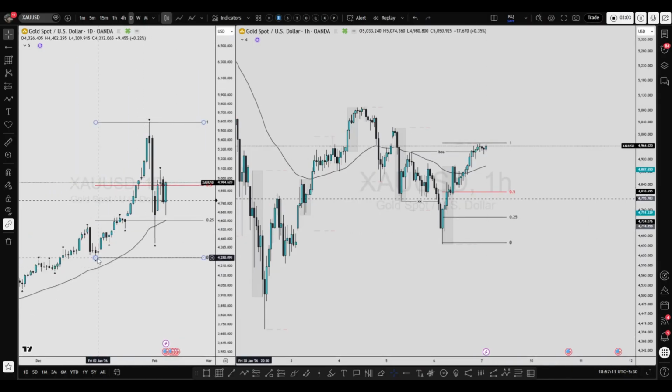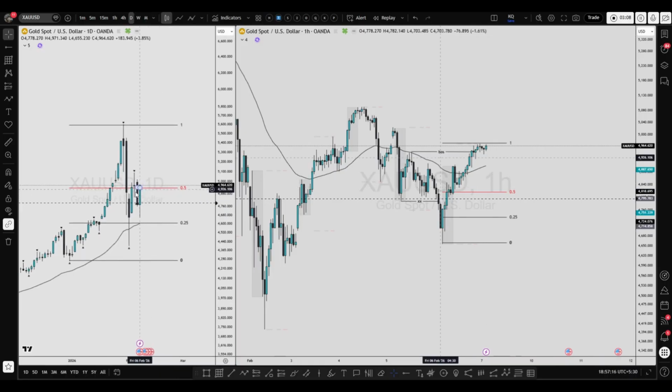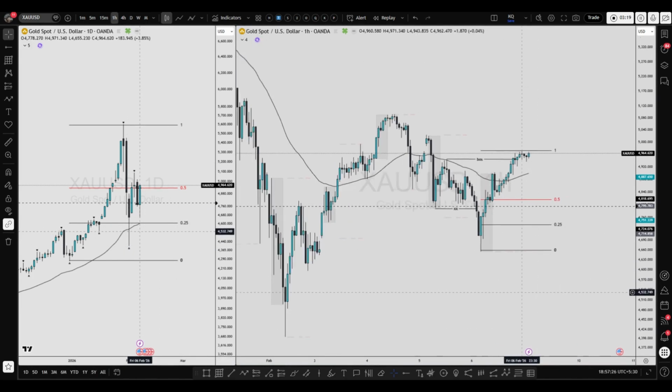Gold. If we drop our Fibonacci on this impulsive move, we are currently standing at around the equilibrium. Price went all the way to a very discounted price below the 50 EMA in daily time frame, and then we are sharply thrusting towards upside right now.